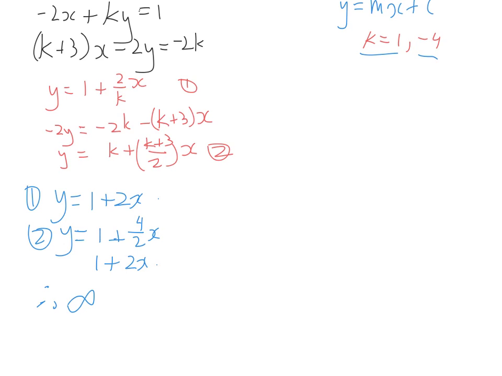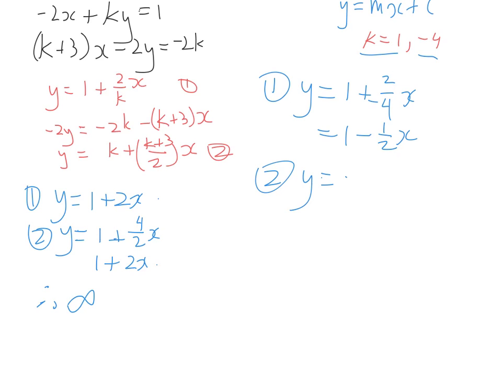Now, we're going to try to see what happens when k equals -4. So we're going to substitute, and rewrite this over here. We've got equation number 1. Substitute k equals -4. We end up with y equals 1 plus 2 over -4x, so that is 1 minus 1 over 2x. Use equation number 2: y equals -4 plus -4 plus 3 is -1 over 2x, so we end up with -4 minus 1 over 2x.